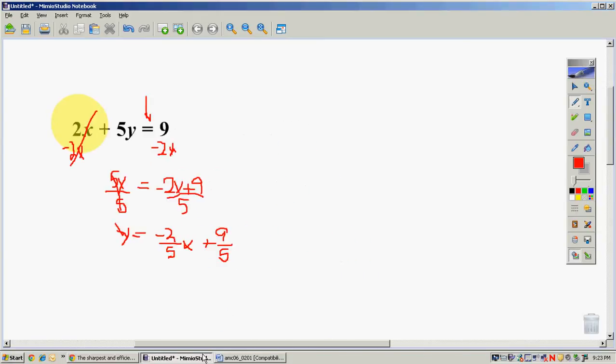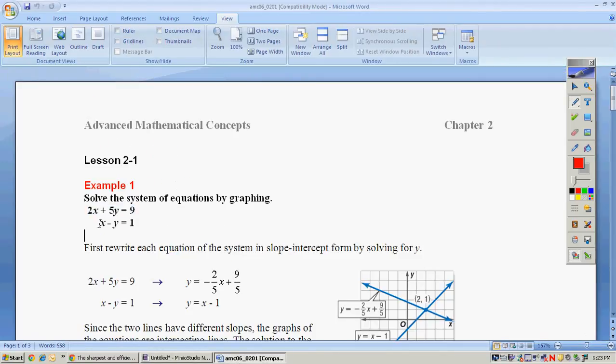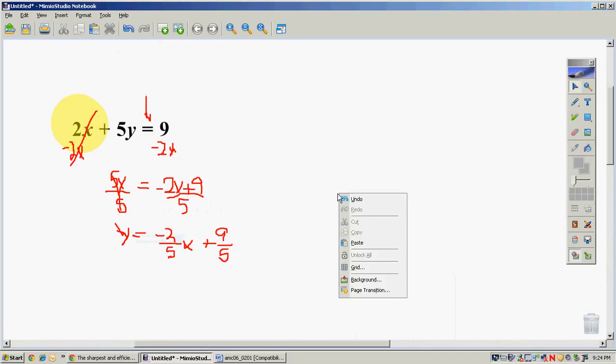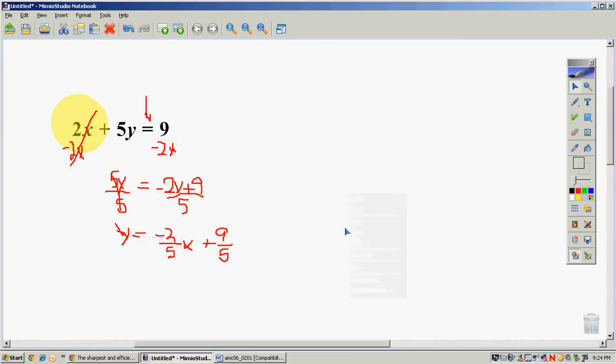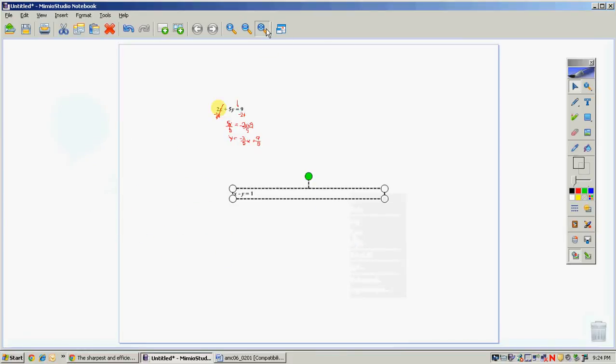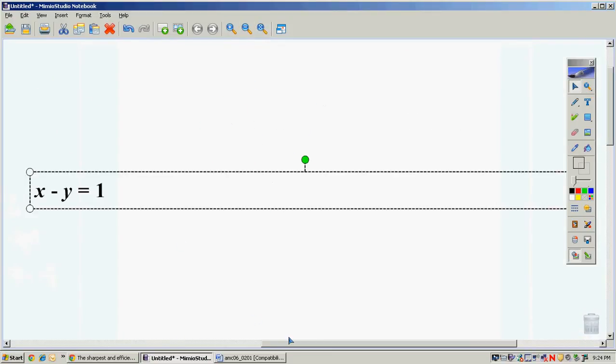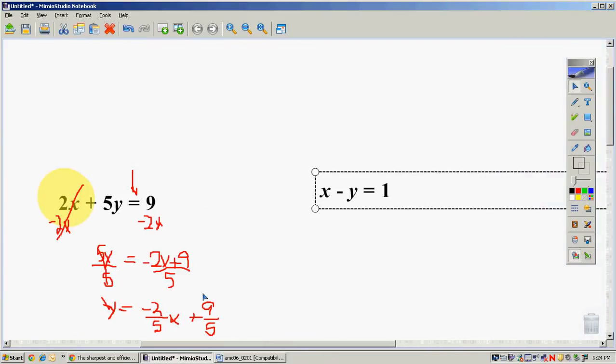Alright. Now our second equation that we need to get the y by itself: we have x minus y is equal to 1. So let's go ahead and copy that, paste it in our nice little projector, and zoom out so I can put it right there next to the other one, so you can see the process.